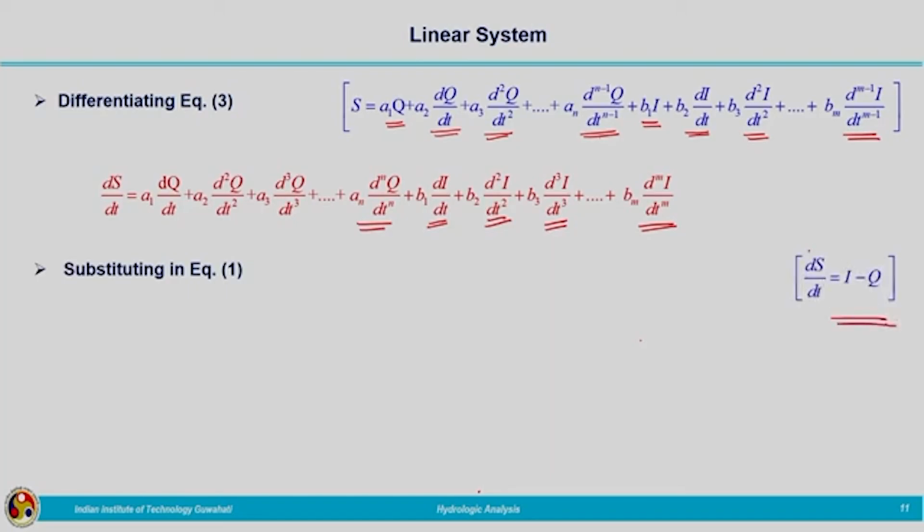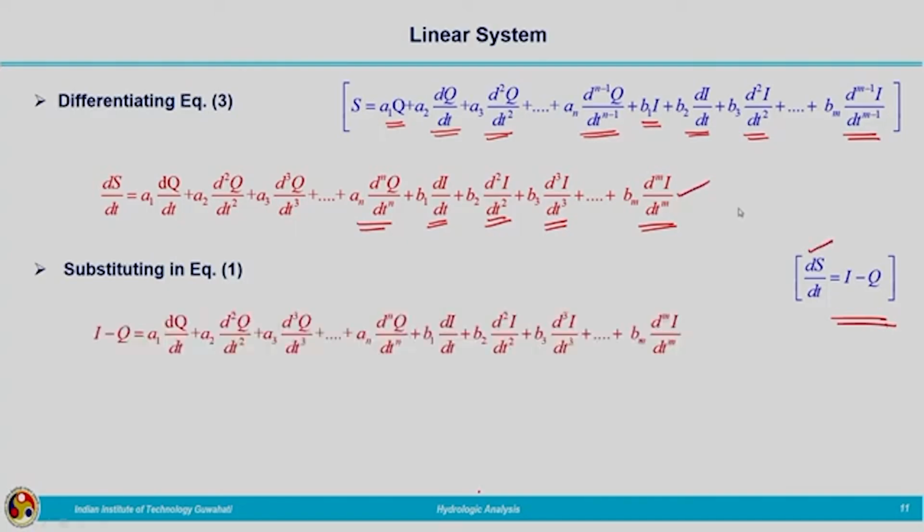So, here in this equation for ds by dt we will substitute this expression. We can write I minus q as given by the right hand side of this ds by dt equation. So, that we have substituted over here. I minus q is on the left hand side, and we also have I and q terms on the right hand side. So, now we will do a rearrangement in such a way that all the I terms are on one side and all the q terms on the other side.